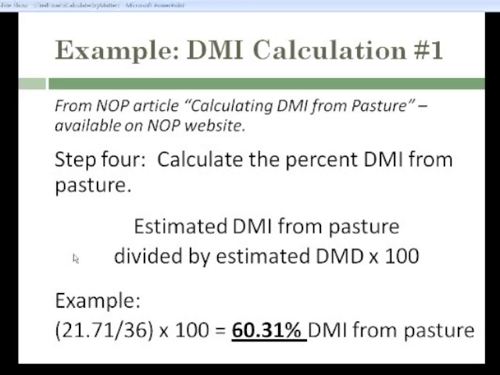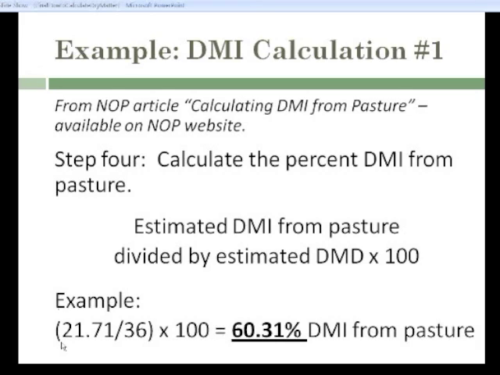Converting this over to a percentage dry matter intake from pasture is done by dividing the estimated amount in pounds from pasture by the total dry matter demand, and then multiplying times 100. And this is one of the steps where all of us often do this backwards. I always try to remind myself to do it the right way by saying you divide the part by the whole and multiply times 100. You don't want to divide the whole by the part. It's the part by the whole.